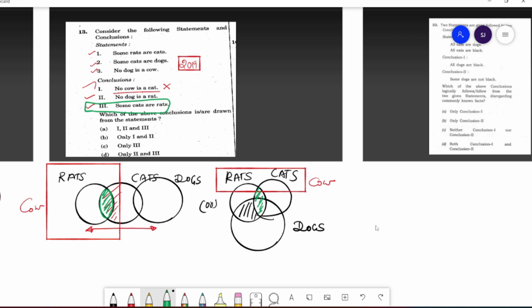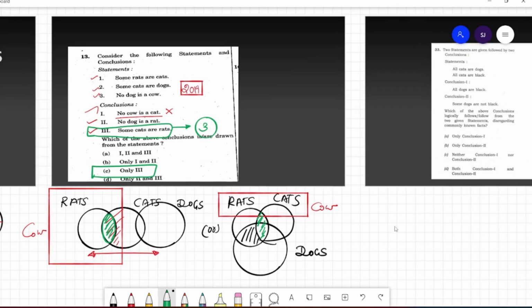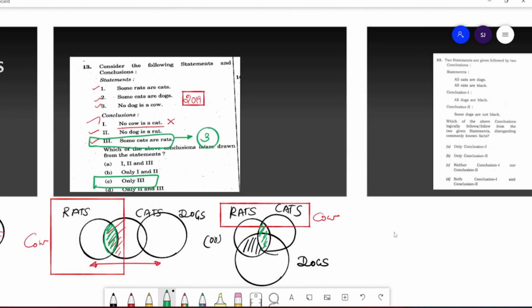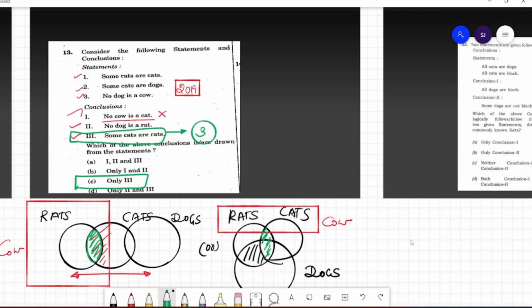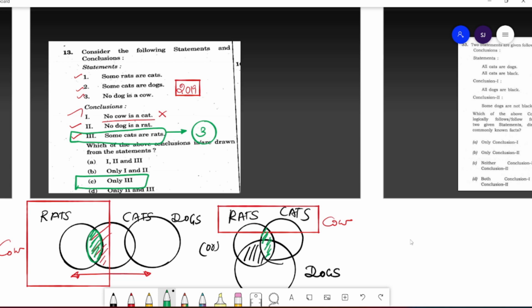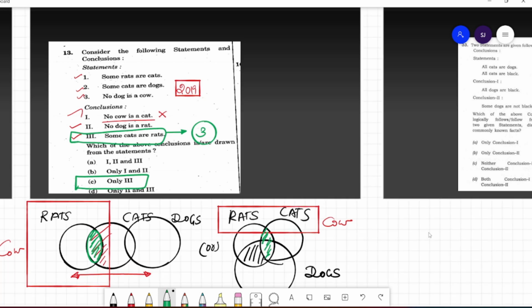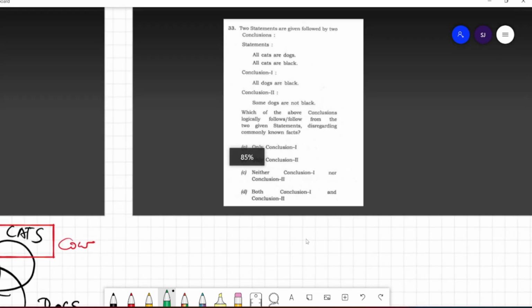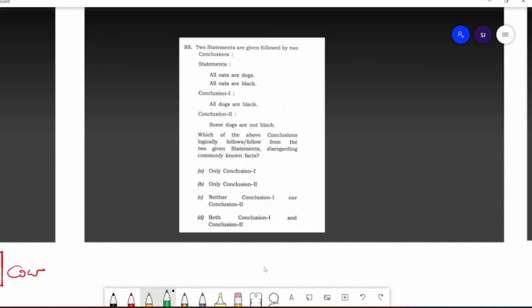So in this whole conclusion, if you see, the first two statements come true in only one of these two diagrams, but only this third statement is true in both the cases. Hence the answer is 3. This is why I said in syllogism, put as many diagrams as possible, and you should check the statement in all the diagrams, and only then you have to answer the question.